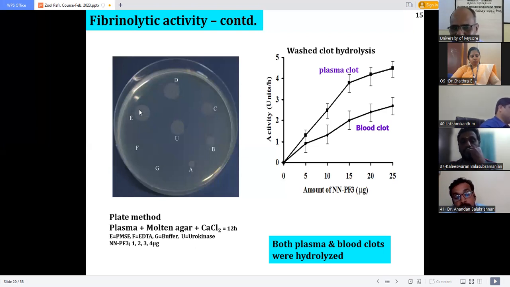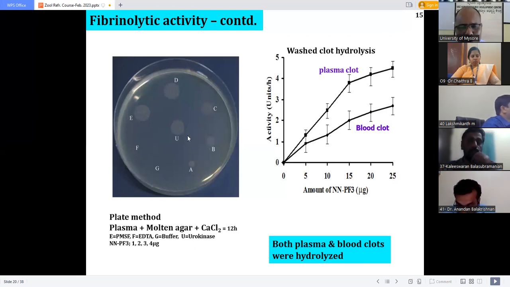You can see the translucent background here, is it not? Otherwise, the rest is all opaque. This is translucent. So translucent regions indicate the degradation. And F, EDTA. EDTA is completely inhibiting. G is the buffer control.